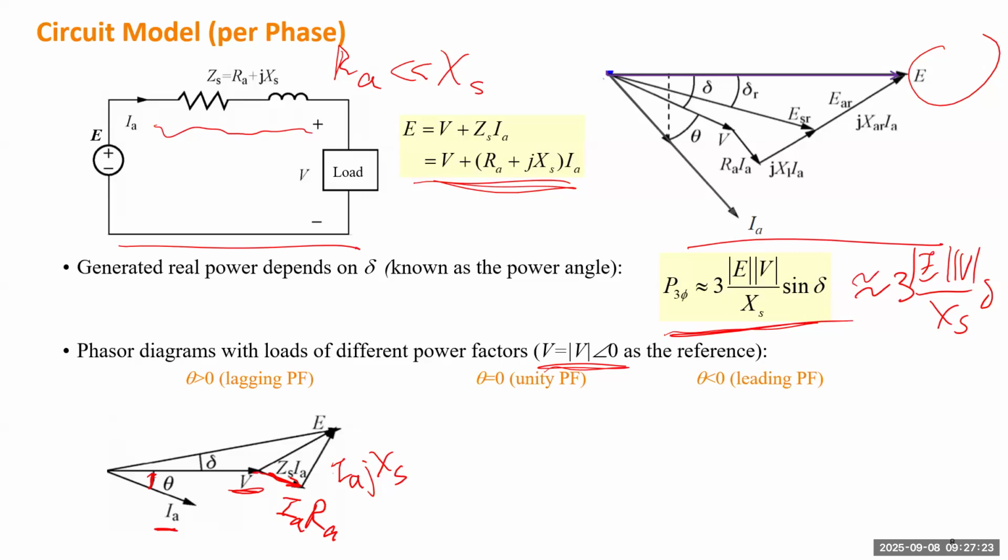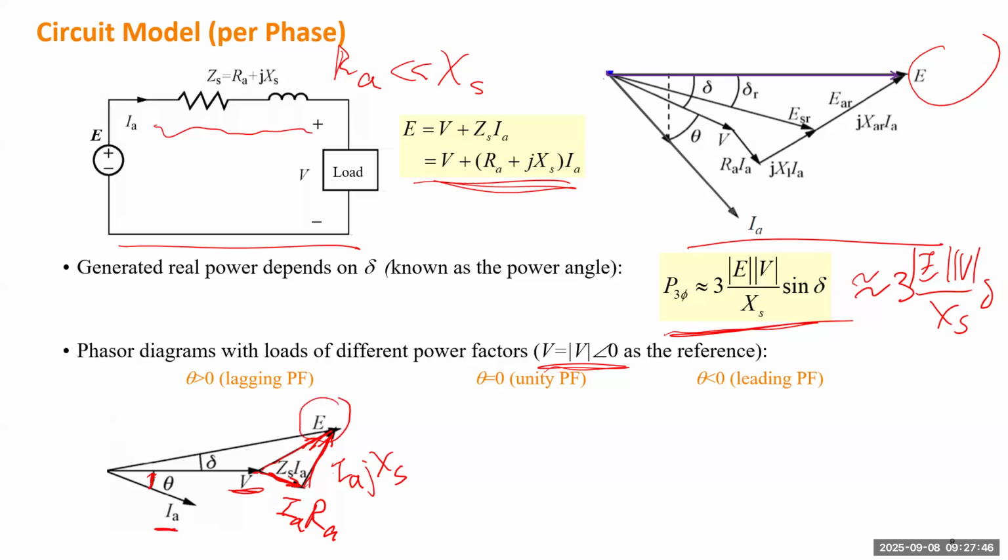Because jXS is an imaginary number, we need to turn the phasor clockwise or counterclockwise by 90 degrees, which will generate this phasor. And the total phasor, based on the triangle, will be the voltage drop along the internal impedance of the generator. And finally, we get the internal E.